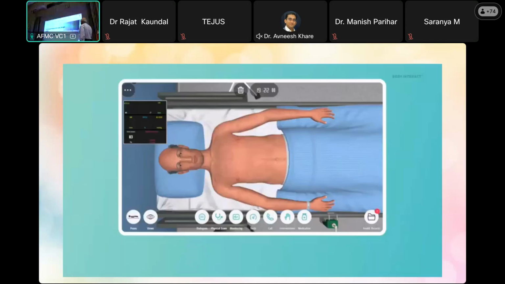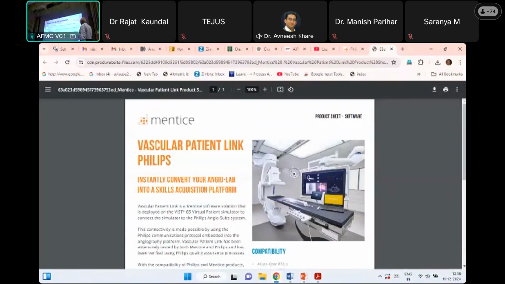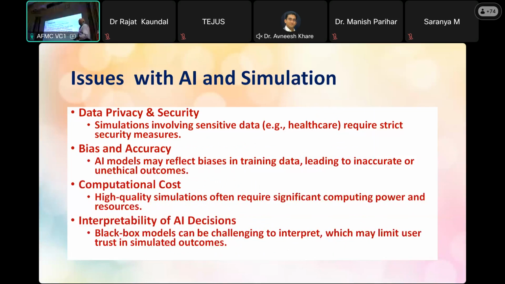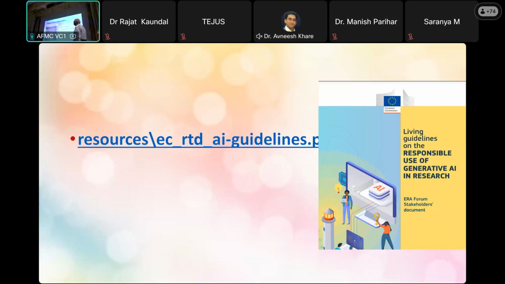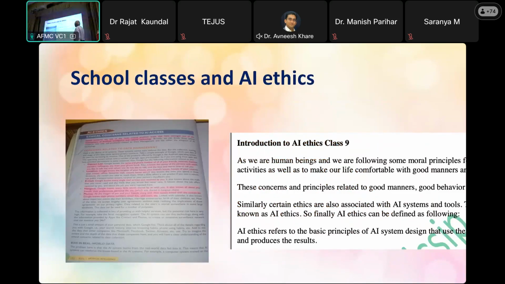A virtual patient with your angio suites, vascular patient link, all these are available in India, and data privacy, bias, which is already there. Ethical guidelines, which are very important. A lot of ethical guidelines come. My granddaughter, who is in the 6th standard, came to me and said that she already has a lesson on ethics in AI. Imagine this is already in their studies.